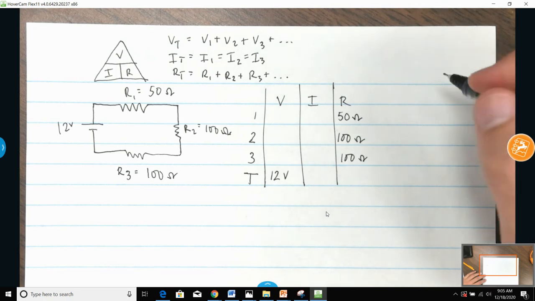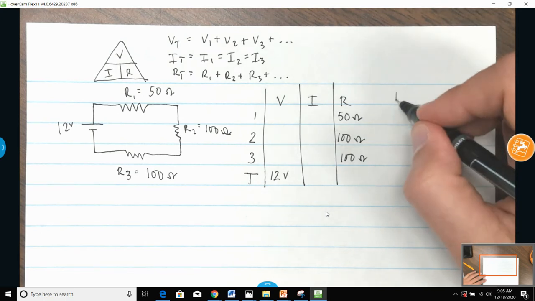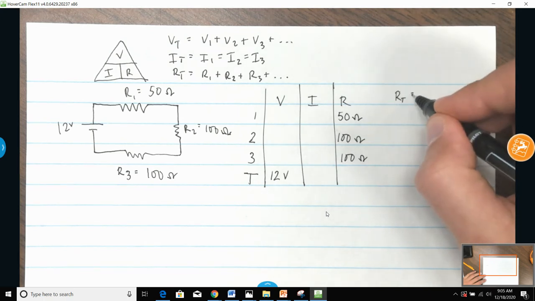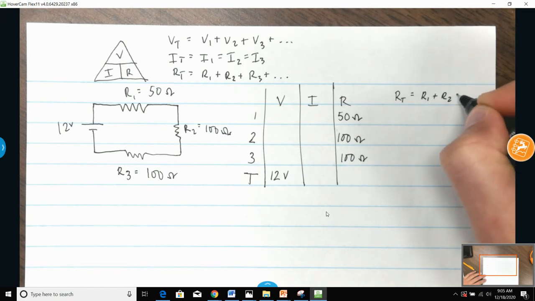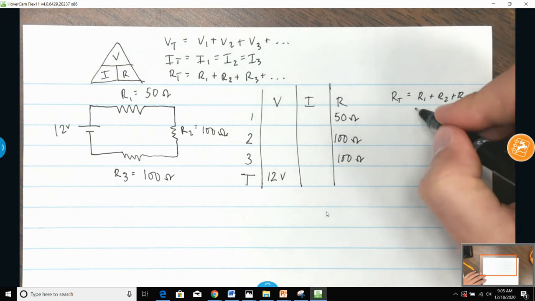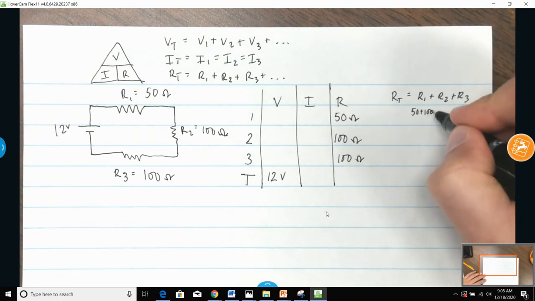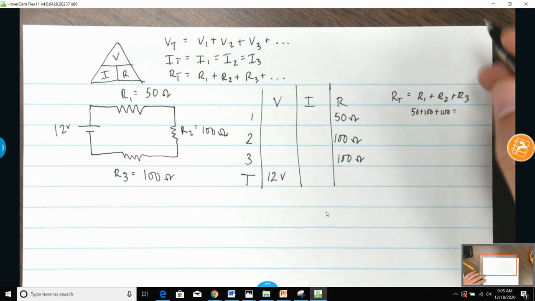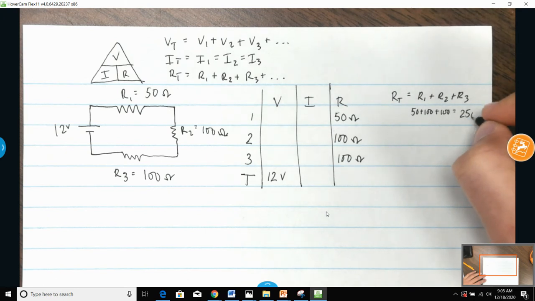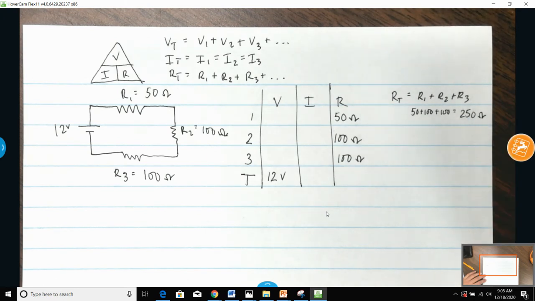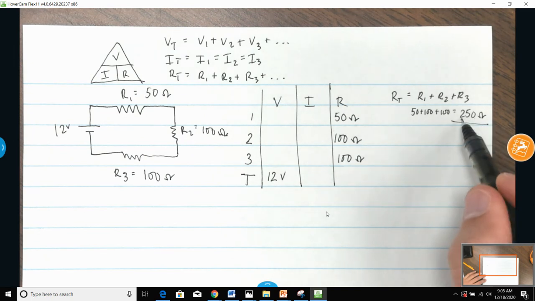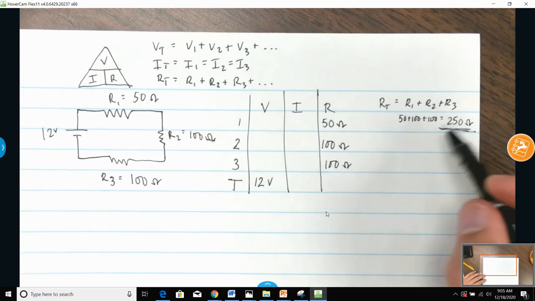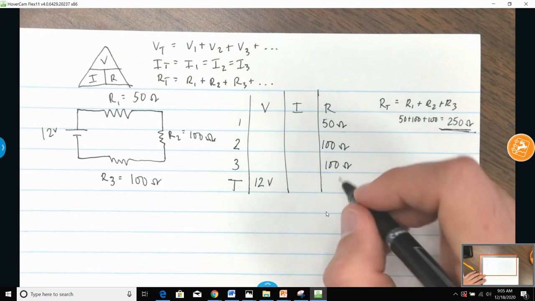So, dang, how do we do that? Well, total resistance is equal to all your resistors added together. Since we have those three, you're going to add those three values together. So 50 plus 100 plus 100 is going to equal 250 ohms. That number is your total resistance, this 250. So we're going to put it down here.